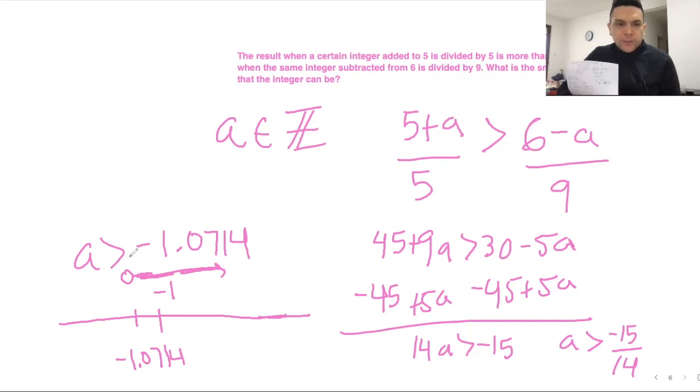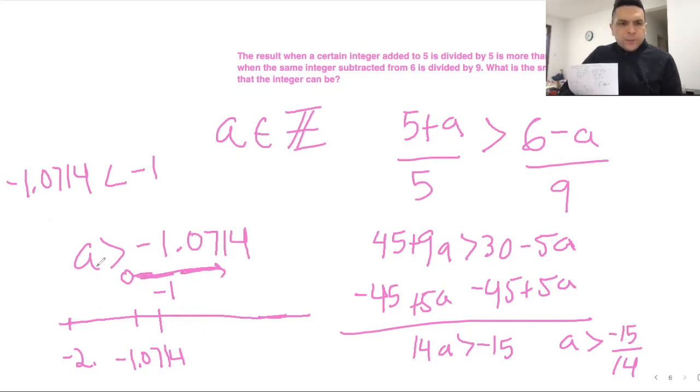But the next one, based on the condition that a is greater than this number, the next integer will be negative 1. Negative 2 would be around here. So this is negative 1. Remember, when you go to the left, your number is becoming smaller, even though it's like negative 1.0714. It's actually smaller than negative 1, because this one is a little more to the left than negative 1. And remember, small numbers are to the left, big numbers to the right.